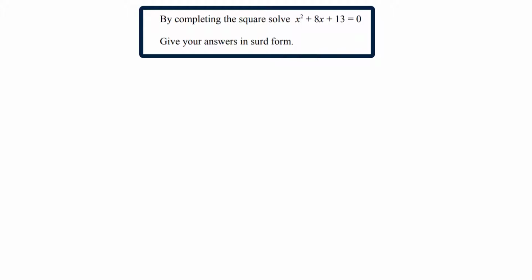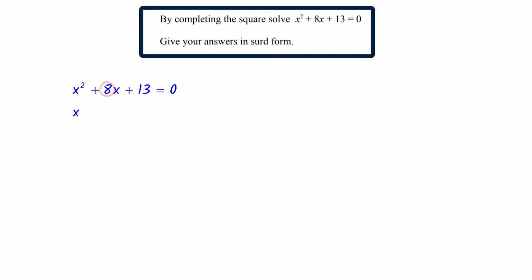This question asks us to solve the equation x squared plus 8x plus 13 is equal to 0 by completing the square and to give your answer in surd form. Okay, the first step is to change the x squared term to an x and then add half of the coefficient of the x term. Coefficient just means the number in front of a variable, in this case x, so half of 8 is 4.